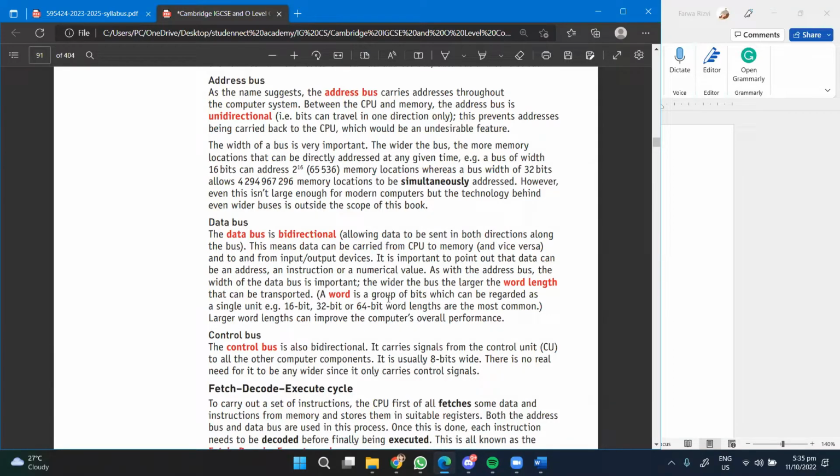A word is a group of bits which can be regarded as a single unit. So for example, a 16-bit width of a data bus, or 32-bit or 64-bit word lengths are the most common, and larger word lengths can improve the computer's overall performance. So the larger your word length is, the faster your computer system will be.